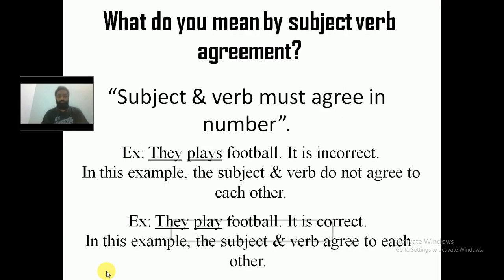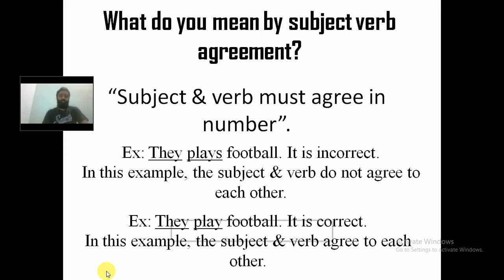Take another example, "They play football." The sentence is correct. The reason is that the verb play is agreeing with the subject called they, which is a plural subject. So once again, the definition of subject-verb agreement is that subject and the verb must agree in number. Now let's go through various rules regarding the subject-verb agreement.